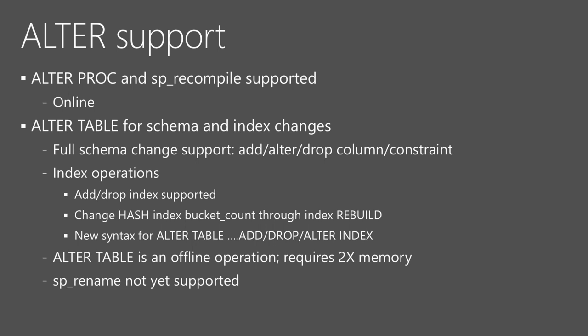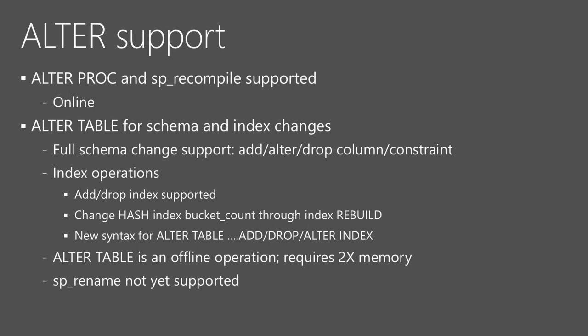Alter table for schema and index changes is an offline operation, because behind the scenes we have to make multiple copies and shuffle data, but we're doing all that for you, so you don't have to. Full schema change support: add, drop, alter column, constraints. Index operations: add and drop indexes. So you now don't have to define every index you might possibly use up front. You can add indexes when you find out that you forgot to create an index on a certain key column.